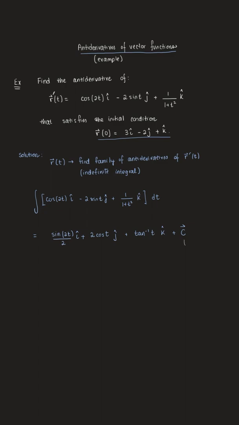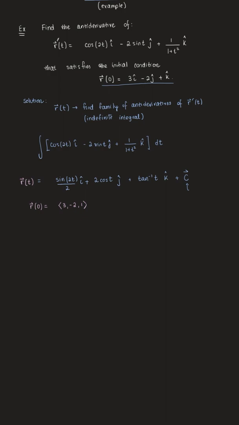Now, our initial condition is going to allow us to solve for c. So let's see how we might do that. This is our r of t that we have found, and we know that r of 0 is the vector 3, negative 2, 1. So let's plug in 0 into our function r of t, and that should be equal to the vector 3, negative 2, 1. That will help us solve for our c at the end.